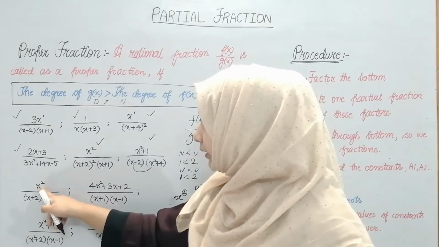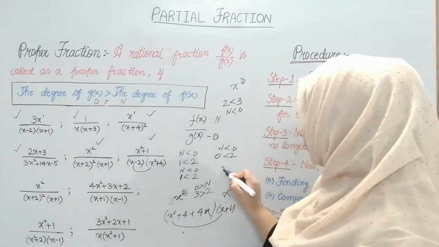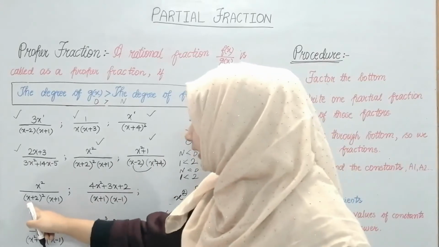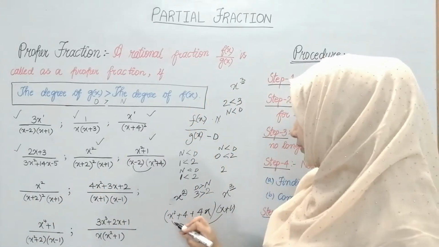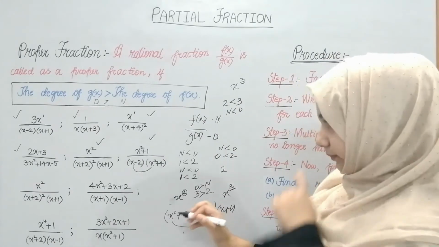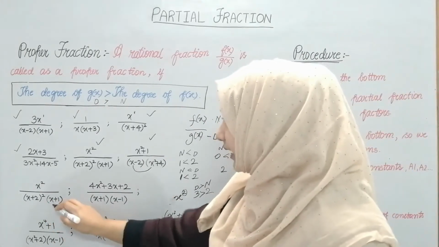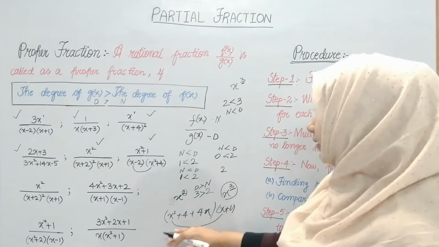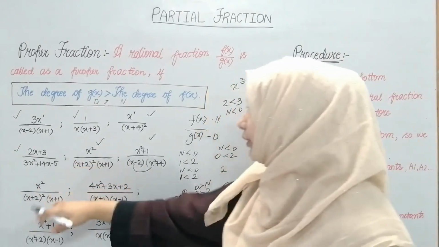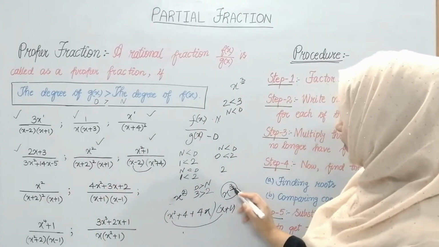Next, in the numerator I have got 2, so the degree is 2. In the denominator, again (a plus b) whole square will give a square term. Multiplying this with x plus 1, you will get x cubed. The denominator is the same here, so the power is 3.